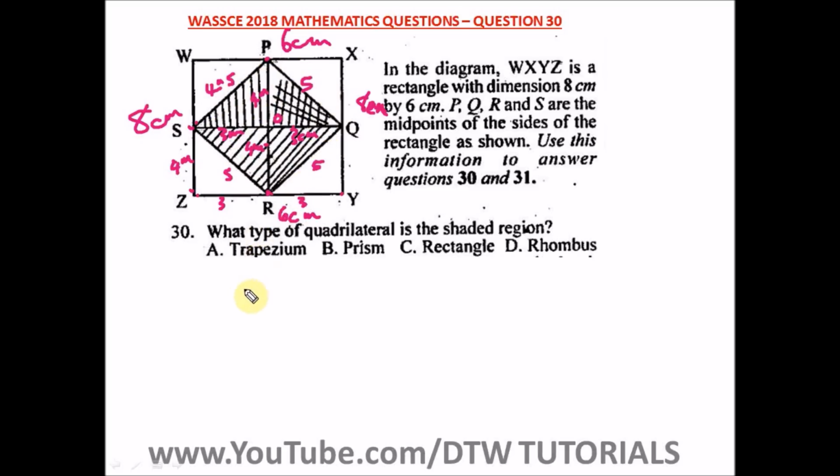So what type of quadrilateral is this? A, it says trapezium. No, a trapezium doesn't have all its sides equal. B, it says prism. No. C, rectangle. No. D, rhombus. So this is the correct answer because a rhombus has all its sides equal. Our right answer here is option D.